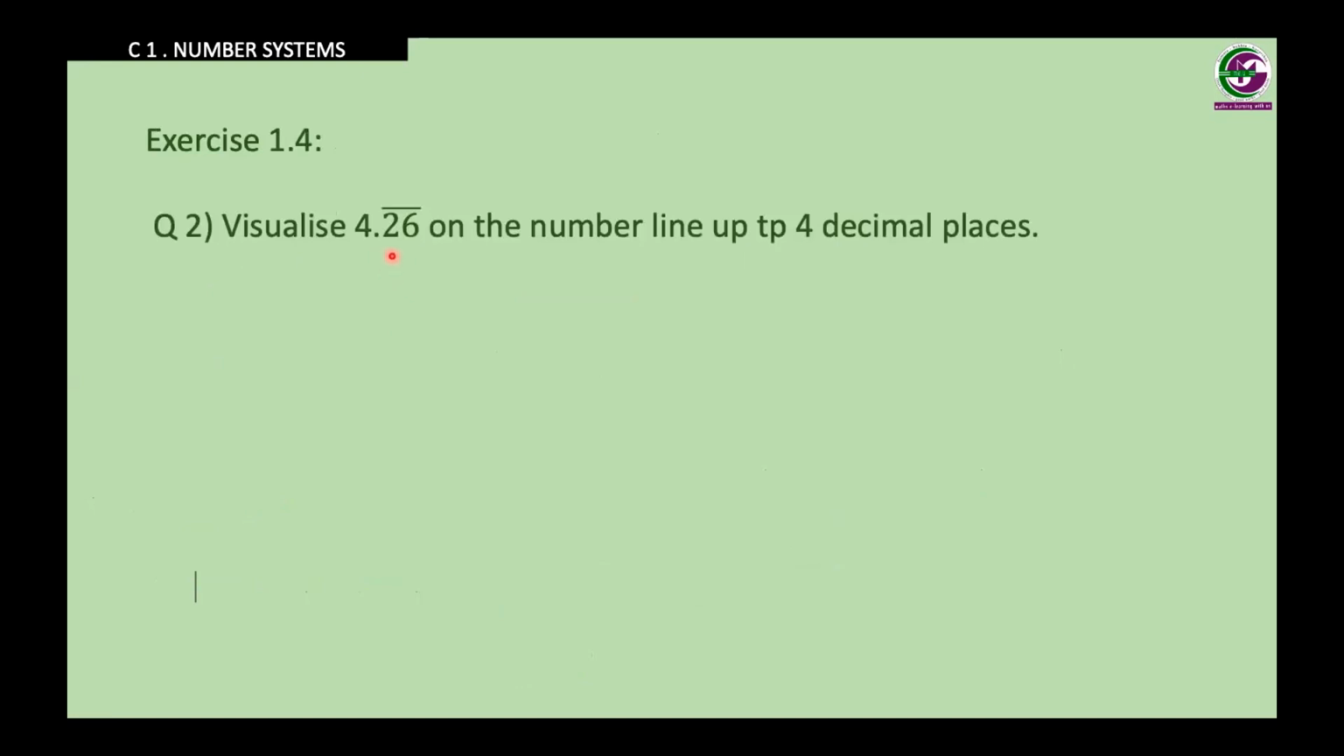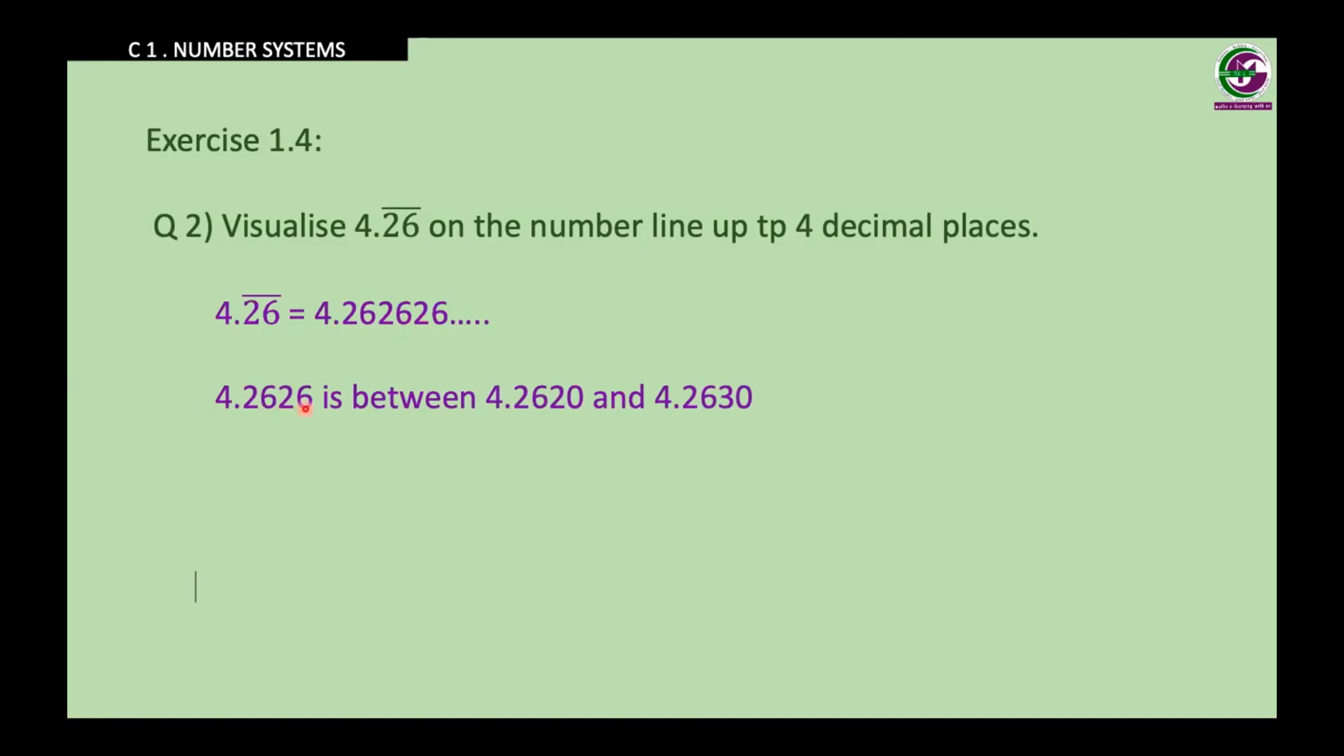Now there is only one more question for this exercise. Visualize 4.26 bar. Do you remember what the meaning of bar was? Excellent. The digits under the bar are repeated. So we can rewrite this number as 4.2626 and continue as many digits as you want. But here the question is up to 4 decimal places. After the decimal, we need 4 decimal places. So 4.2626. Until here, we have to mark on a number line.